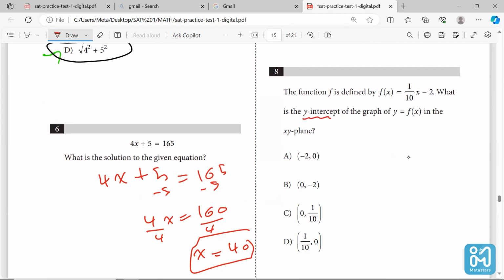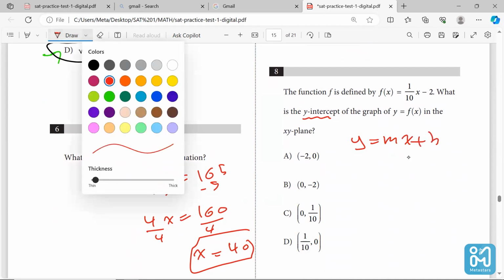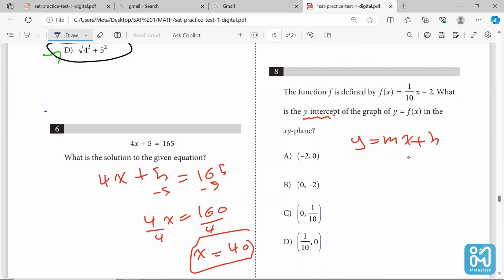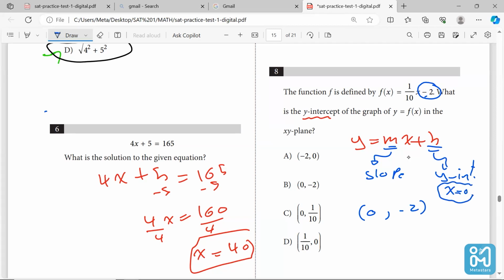What is the y-intercept? Before we start, guys, y equals mx plus b. Let's analyze everything. M represents the slope, right? And b represents the y-intercept. Okay. Now, I'm asking what is the y-intercept of the function. No need to do anything, just plug in this one, 0 with negative 2. Don't forget, when I have the y-intercept, it means x equals 0. Okay? So my answer is 0 and negative 2, and that's it. Any question about this?